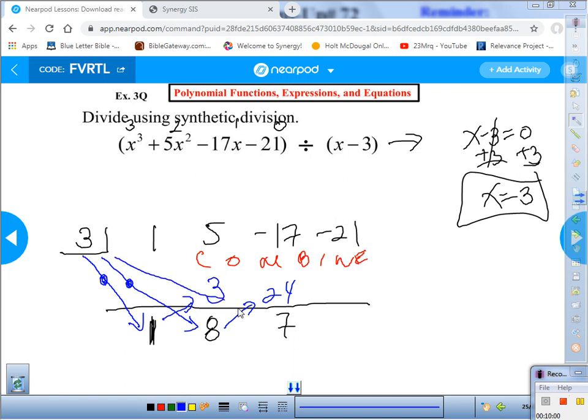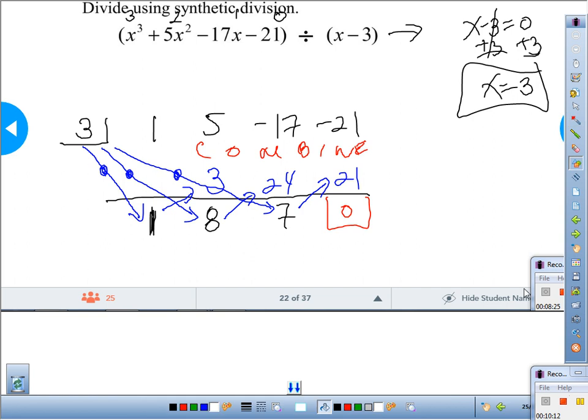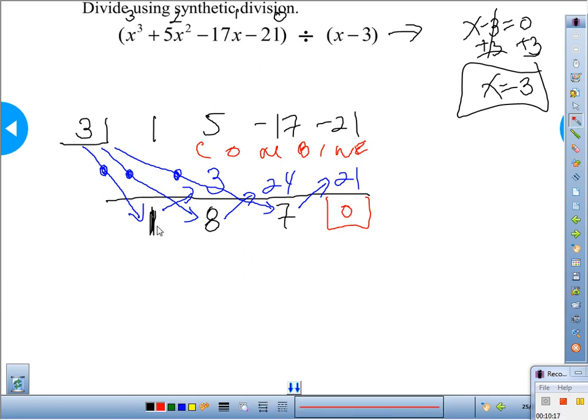Again, what is 3 times positive 7? 21. Combine the last one. What is negative 21 and 21? 0. So my quotient would be what? This is no longer x cubed. This is a what? X squared plus 8x plus 7.